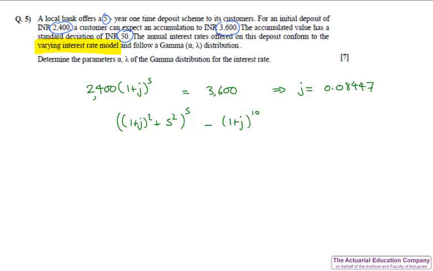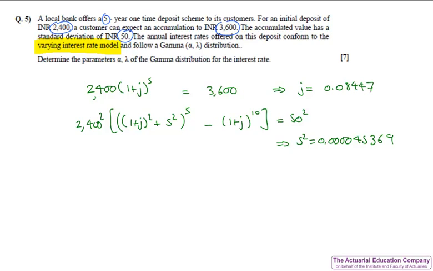Now, that's for 1 unit. So for 2,400, since it's variance, we'll need to square that. And that will give us a variance of 50 squared, because we're told the standard deviation was 50. Well, we substitute our j into the formula and then rearrange to get s squared, which will give you an s squared of 0.000045369.